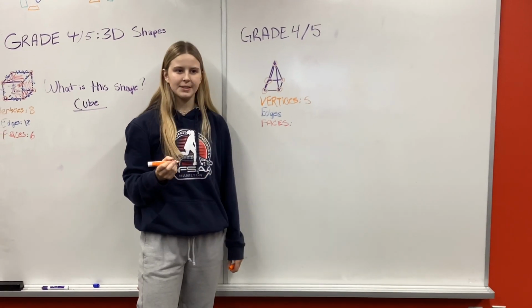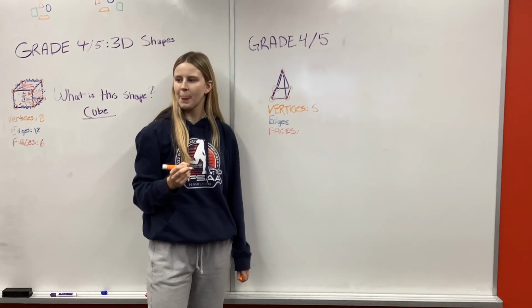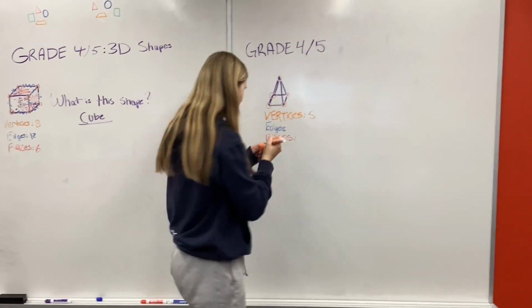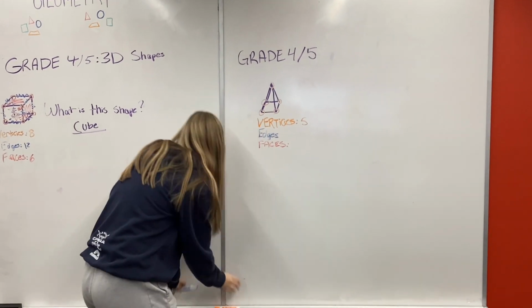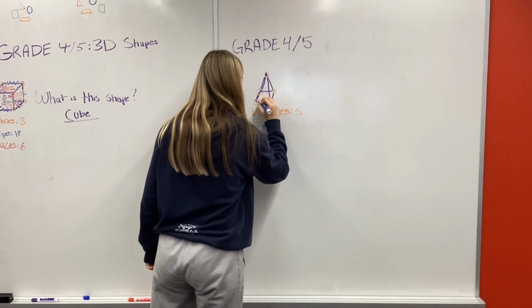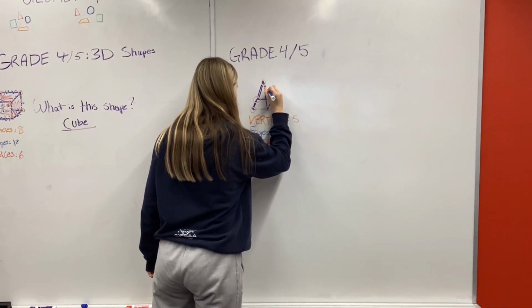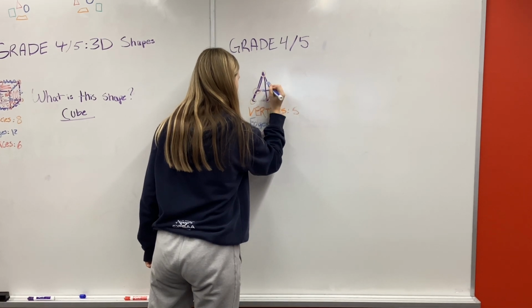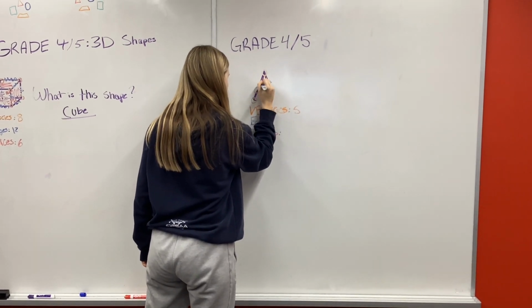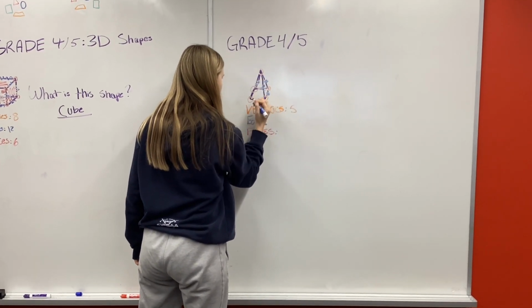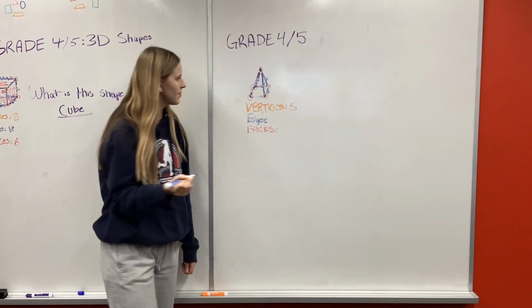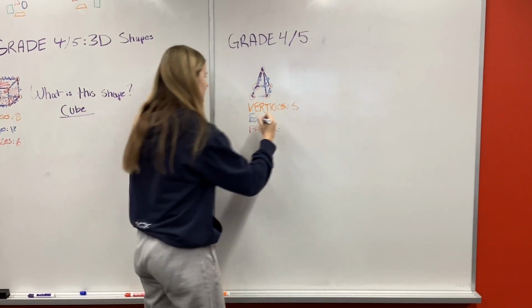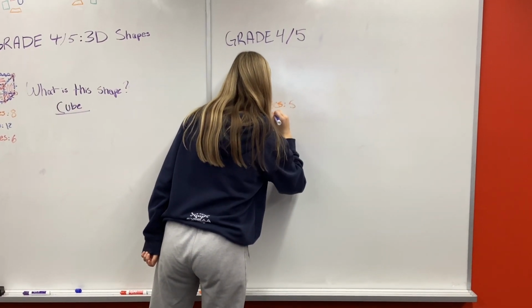What about edges? Can anyone tell me how many edges there are? 9. Okay, let's count. So blue. 1, 2, 3, 4, 5, 6, 7, 8. 8 edges. Sorry, this marker's not the best.